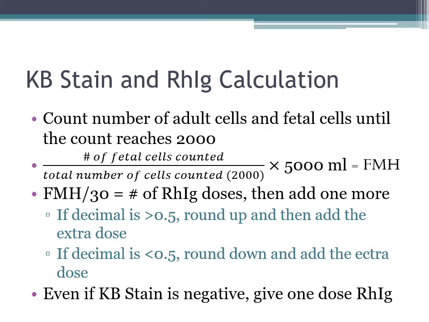So, when we get that decimal, if it's greater than 0.5, we're going to round up and then add an extra dose. So, if it's 3.5, we're going to round to 4 and then add an extra dose, so they get 5 total. If the decimal is less than 0.5, we're going to round down and add the extra dose. So, again, if we have 3.5, we're going to round down to 3, and we're going to add 1, making it 4. Even if the Kleihauer-Betke stain is negative, we're going to give 1 dose of RhoGAM.